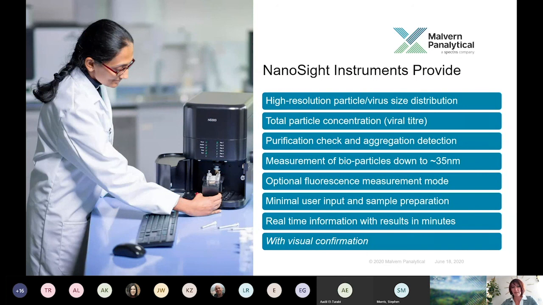The system has an optional mode of detecting the fluorescence signal. And really the measurements are quite easy and quick. There is minimal sample preparation, similarly to the Zetasizer. On top of that, you get a visual confirmation with your moving particles, which I'm going to show you in a second.